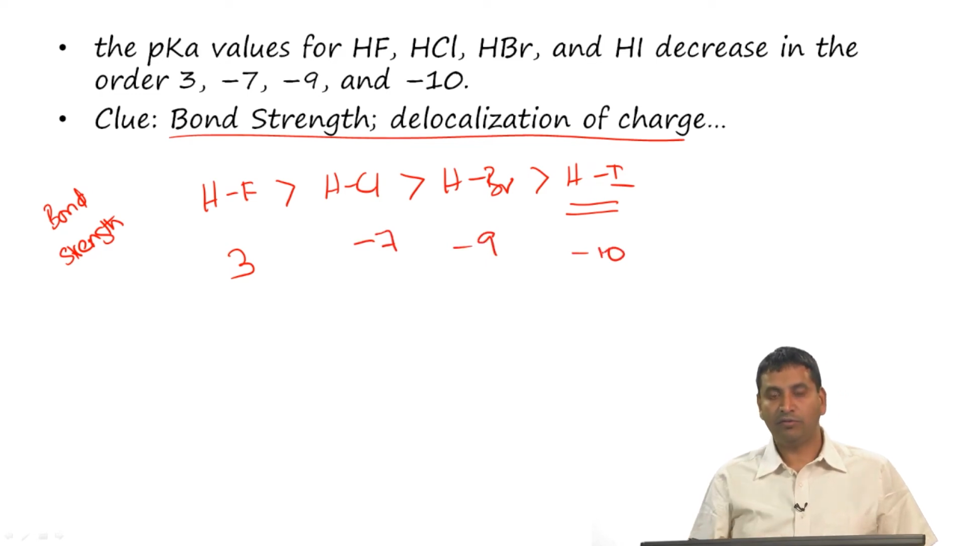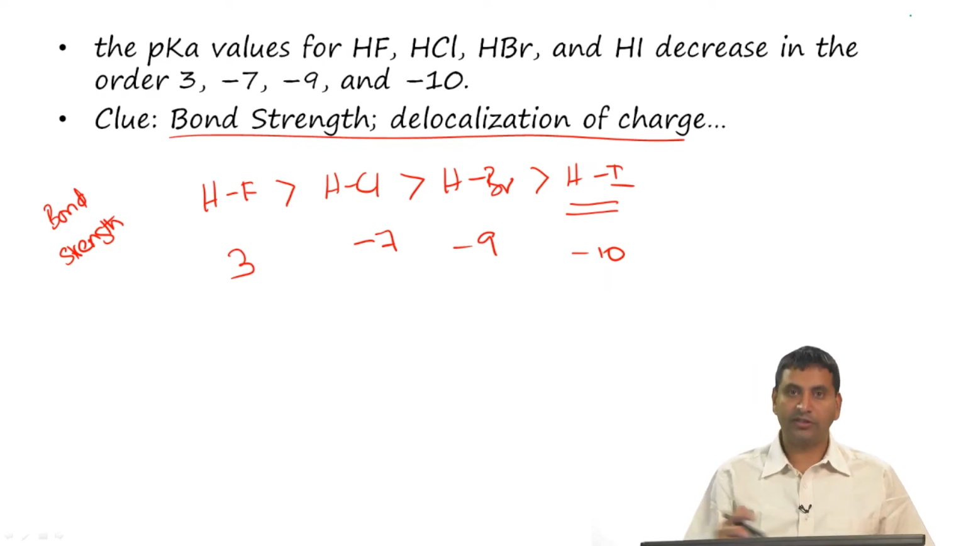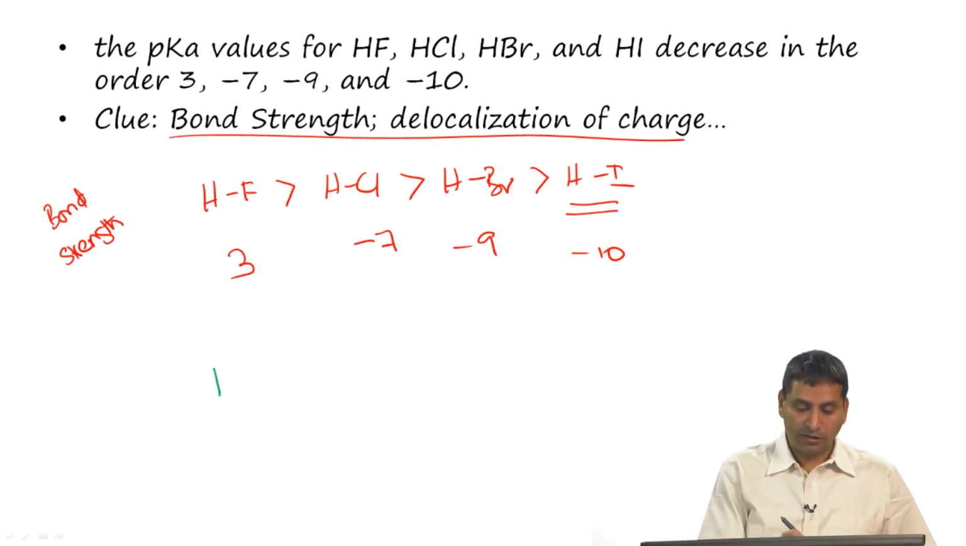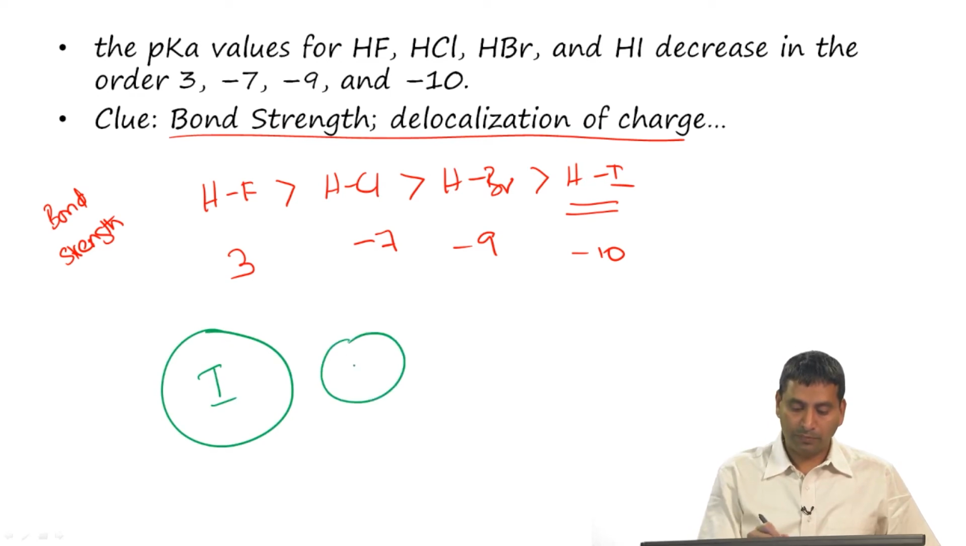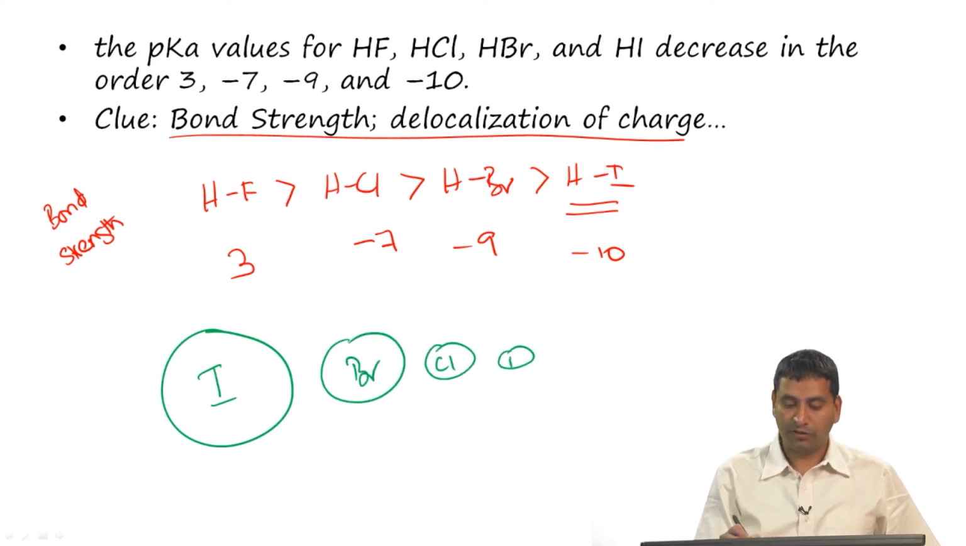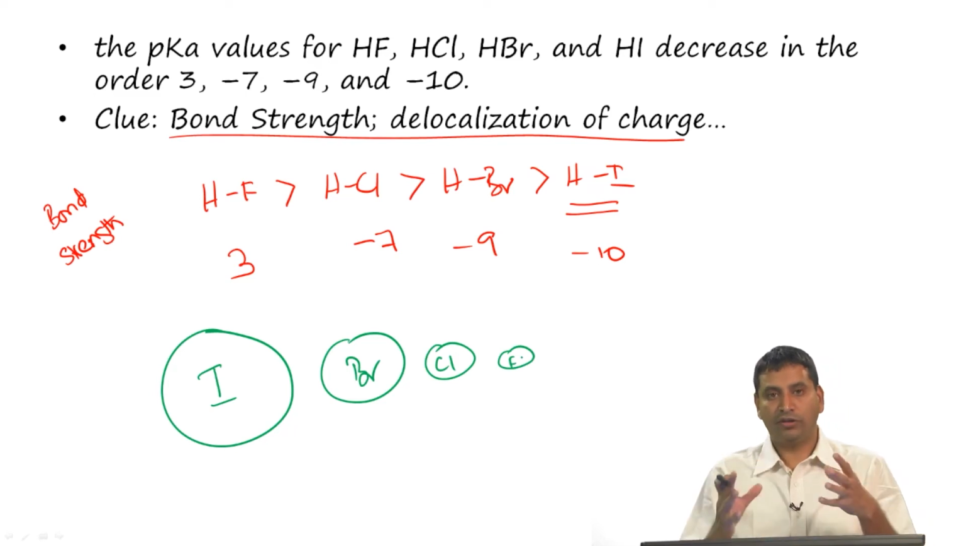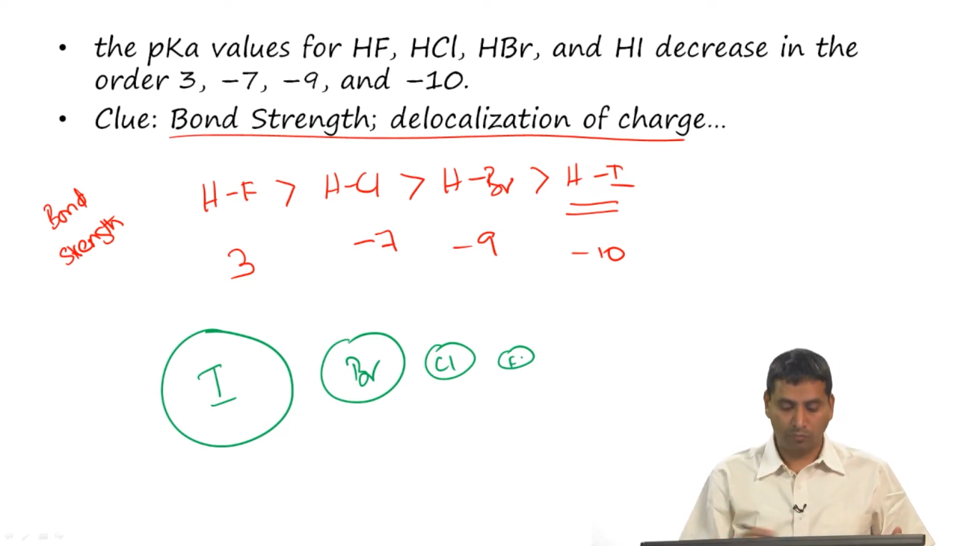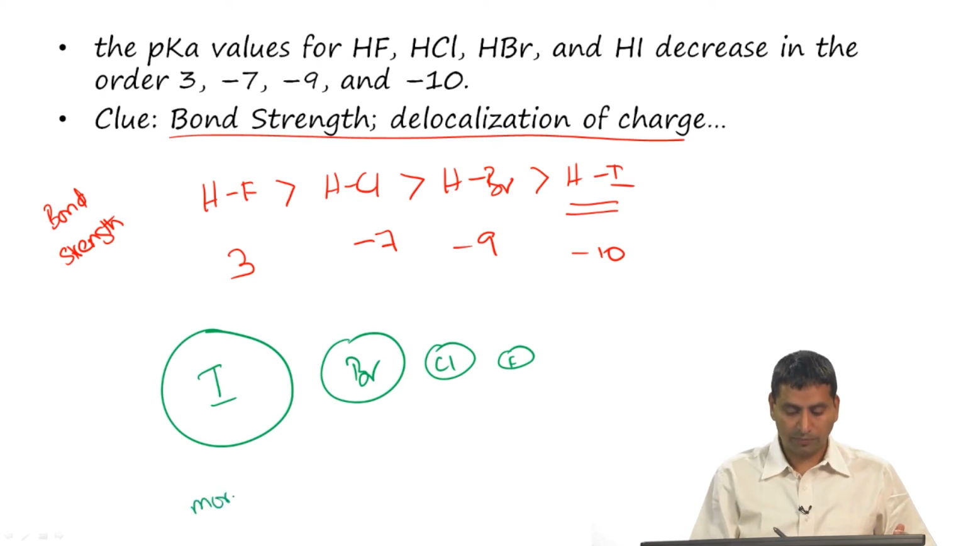The second concept that we want to bring in here is the delocalization of charge. If you want to understand delocalization of charge, then let us look at iodine, which is much larger when compared to bromine, which in turn is larger than chlorine, which in turn is larger than fluorine. So, the negative charge is dispersed in a much larger space, and therefore, there is more delocalization.